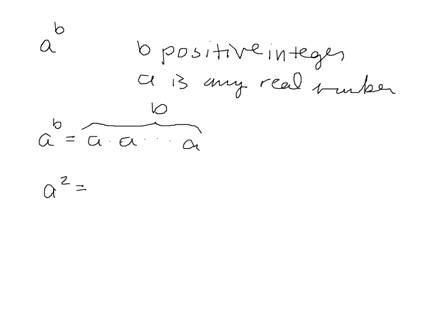So, for example, a squared is a times a, and a cubed would be a times a times a. And so when we're talking about integral exponents, the word is integral. That means that it is an integer, or it's whole. So integral exponents are exponents that are integers.